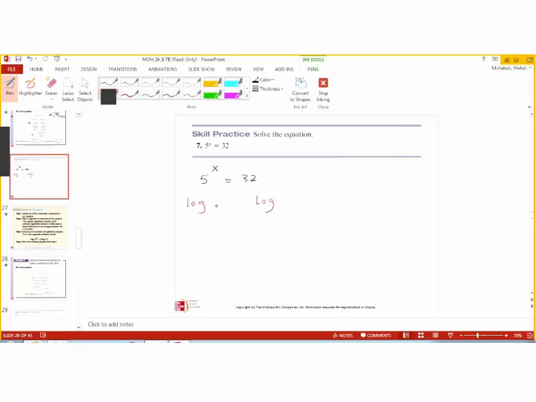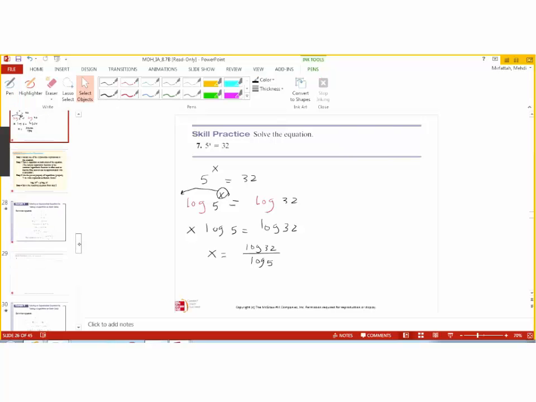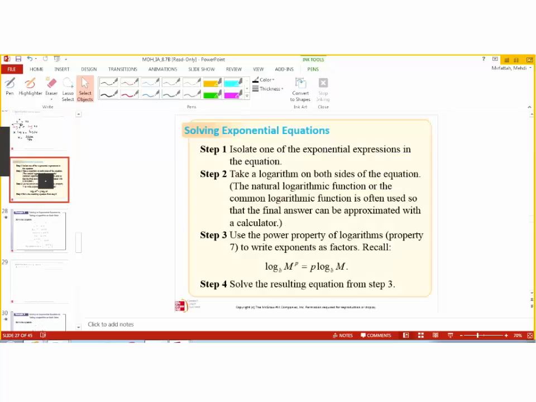Okay, and then what do you do next? And then you move the x over in front of the log. Right, you move the x right in front of that. And then how do you solve for x? And then you divide by log of 5 on both sides. And then you would get log 32 over log of 5. Yes, this is 5. Okay, so then use your calculator to solve for this. Okay. Good.